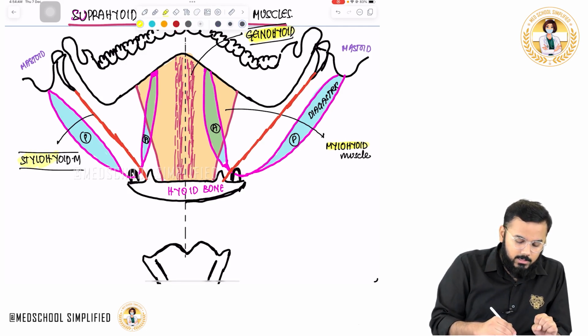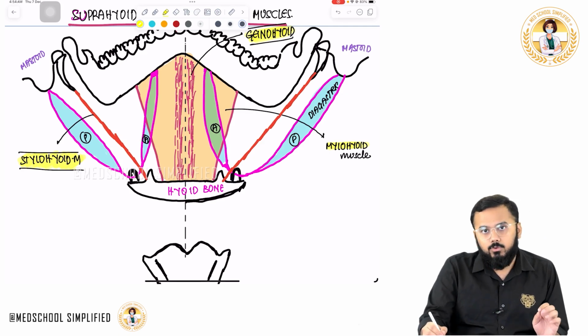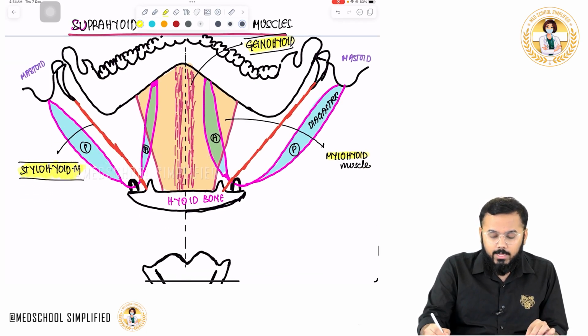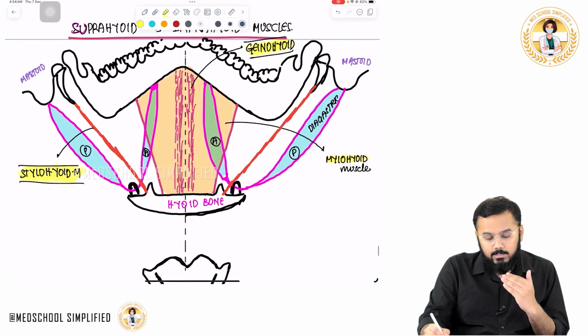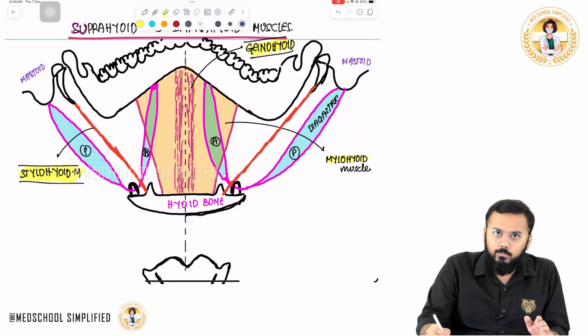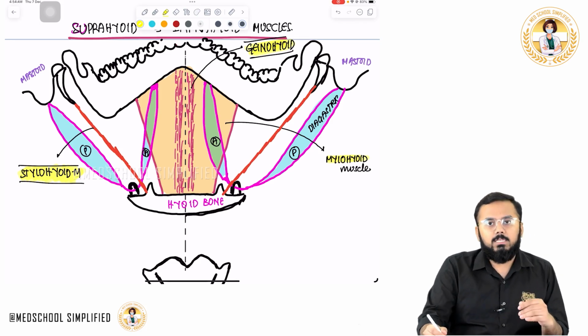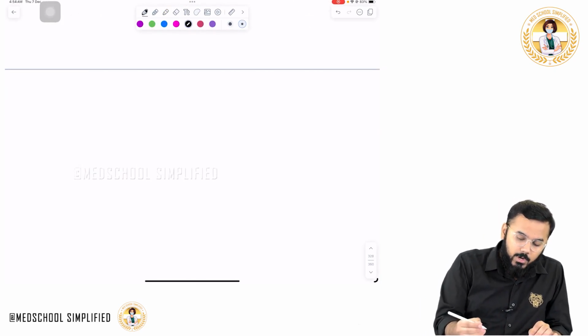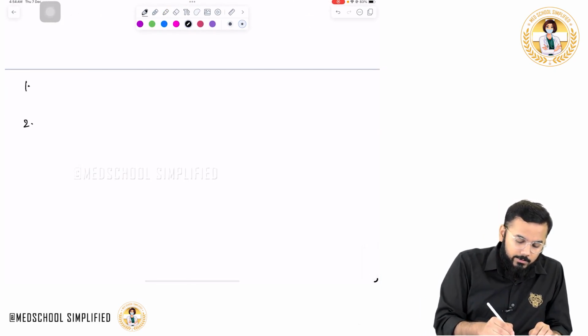So what is this muscle? This is called your stylohyoid muscle. How many muscles do we have over here? First is geniohyoid, next is stylohyoid, third is mylohyoid, and fourth is your digastric muscle. So these are the muscles present above your hyoid bone. That is why these muscles are called suprahyoid muscles. So let us write down the list. How many suprahyoid muscles are there?